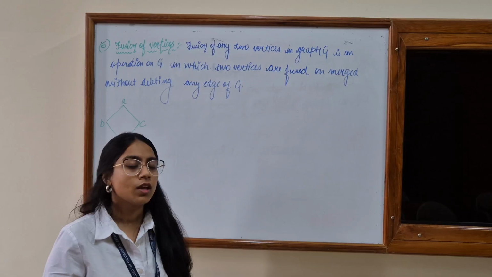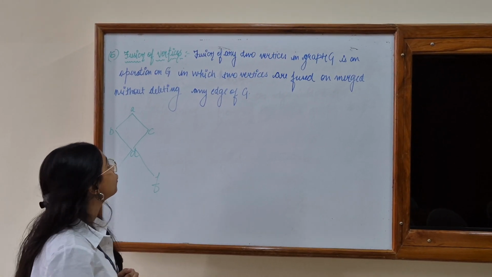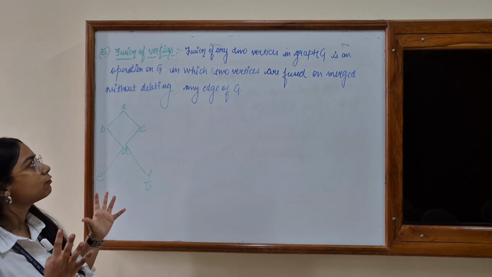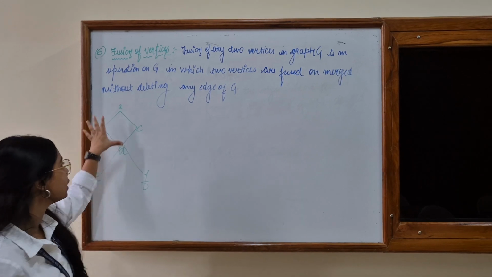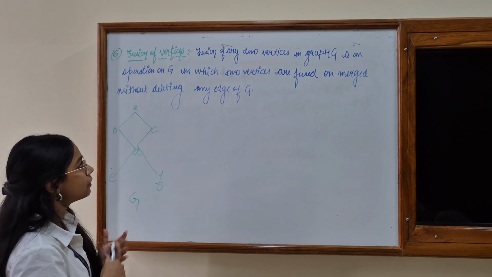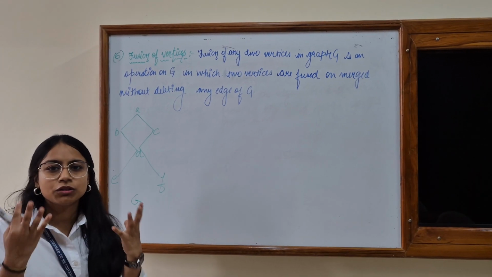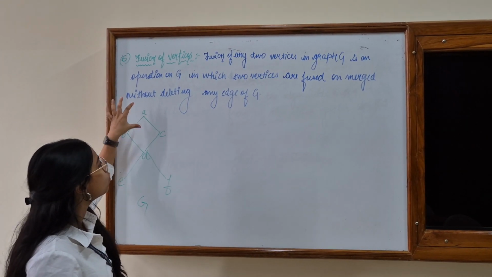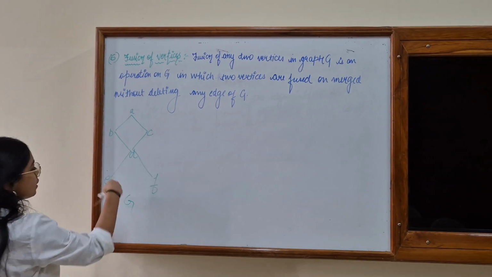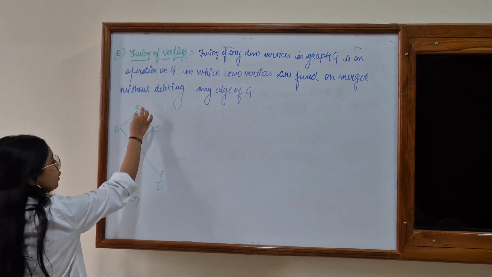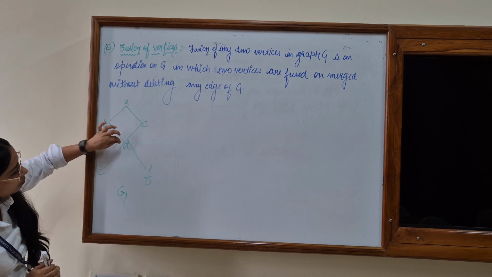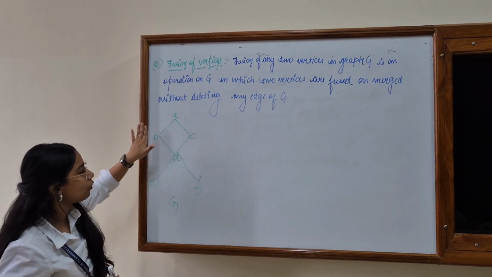So the last operation which we will study for today is the fusion of vertices. What happens in fusion of vertices is that if we have to fuse any two vertices from the graph G, the resulting graph GF is an operation on G in which two vertices are fused. We merge two vertices together without deleting any edge of G. So if we see this graph and we have to merge A to D, we'll pick up this A and merge it to D.